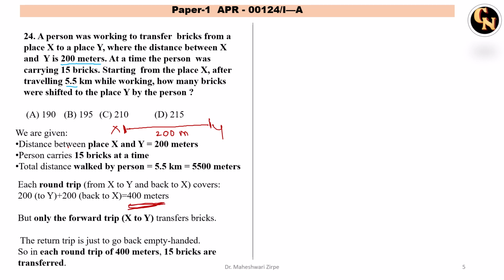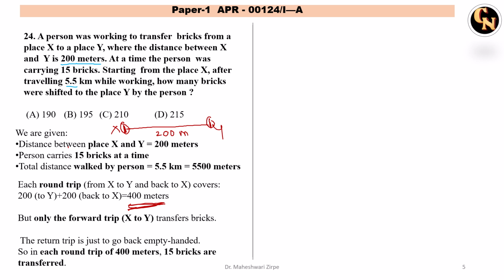Okay, 400 meters. But out of 400 meters, see students, when he goes from here till here he is carrying bricks, but coming back he is coming empty, correct? Only in the forward trip is he transferring the bricks. While coming back he is coming empty-handed. Yes or no?